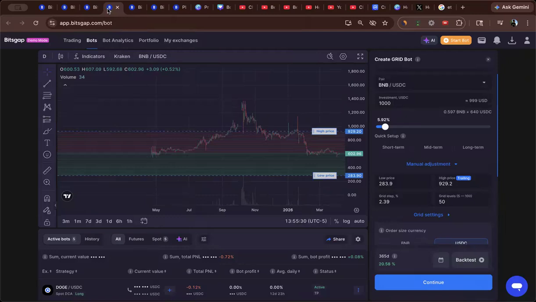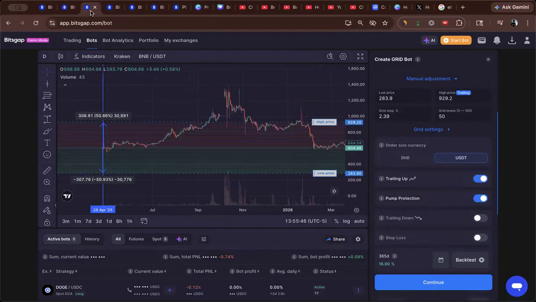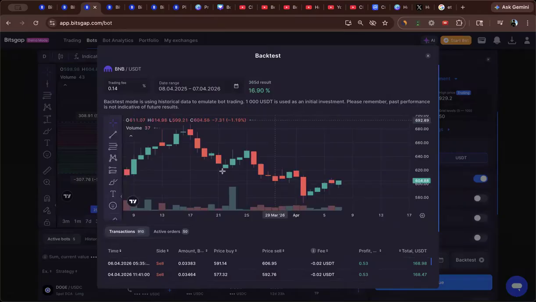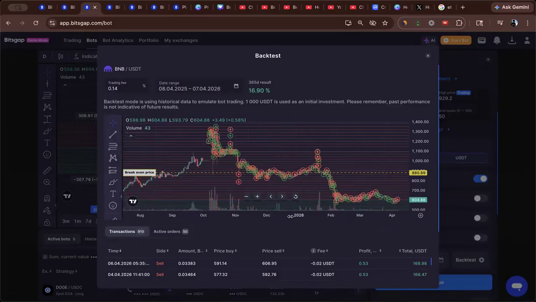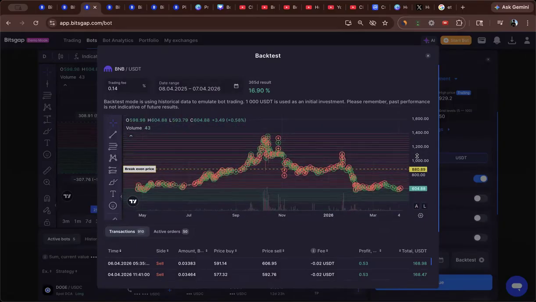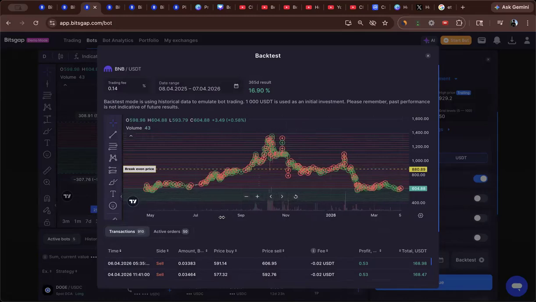Okay. I was just flopping back and forth between these two tabs to make sure that I'm comparing the exact same range with the low price of 283.90 and high of 929.20 on USDT. So let's take the pump protection off, and it didn't really make a difference in this. It does make more of a difference in the DCA bots than apparently it does on the grid.